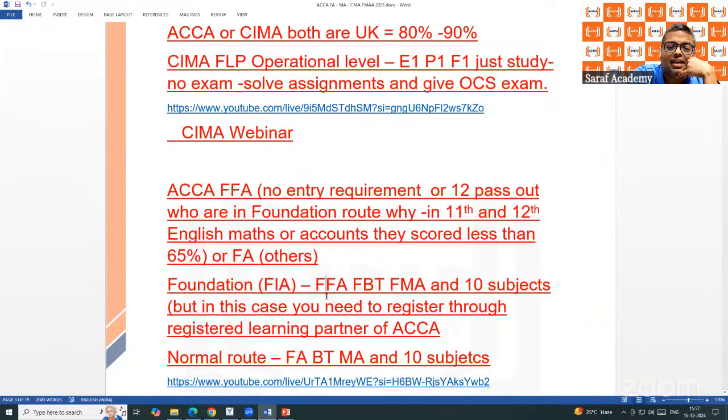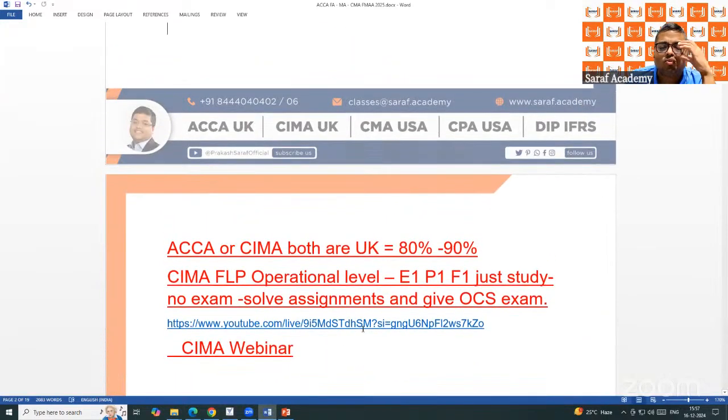If you are a CIMA student, as I said, for CIMA student, the E1 P1 F1 exam not to be given. There is a route called FLP route. And in the FLP route, you need to give in all the levels only the case study exam. For E1 P1 F1, you need to solve the assignments, multiple choice questions on institute platform, which is not an exam, which is just a formality. You will be completing those assignments, then you will be giving operational case study exam. Similarly, in management level, you will be solving E2, P2, F2 and management case study exam.